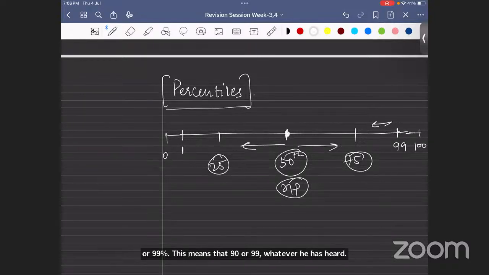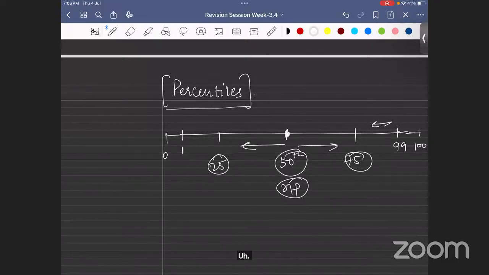That means 98 or 99% of the people have not performed as well. So if I'm saying somebody has scored the 99 percentile, that means 99% of the data points or students are lying behind that person, and only 1%, the remaining portion, is lying above him. Okay, so this is basically what you mean by percentile.